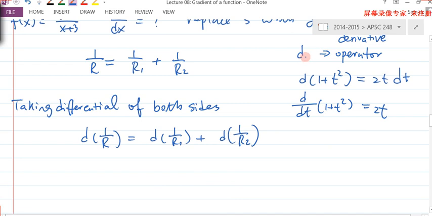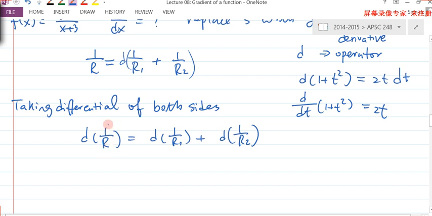What is a linear operator? What is a linear system? What does the linear system satisfy? Homogeneity and additivity. That's basically what the operator satisfies. It satisfies the superposition rule. This is why when I take a D out of here, I can separate this into these two portions. All right? So coming back here, taking differential.